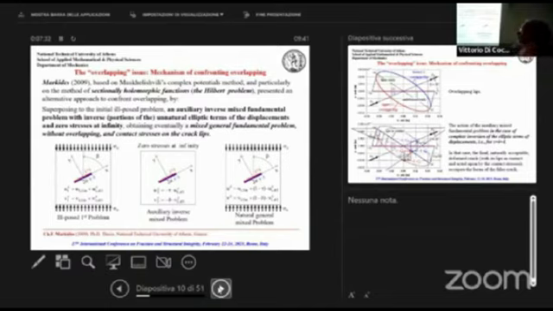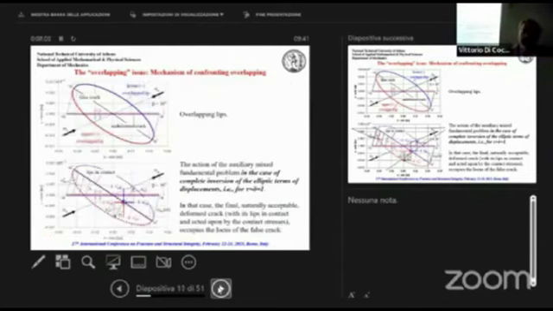To superpose to the initial ill-posed problem of overlapping lips an auxiliary inverse mix problem, which transfers the elliptical terms of the displacement field, the terms that are responsible for the overlapping, and generate the respective contact stresses that are to be exerted in order for the lips not to be able to move one on the other.